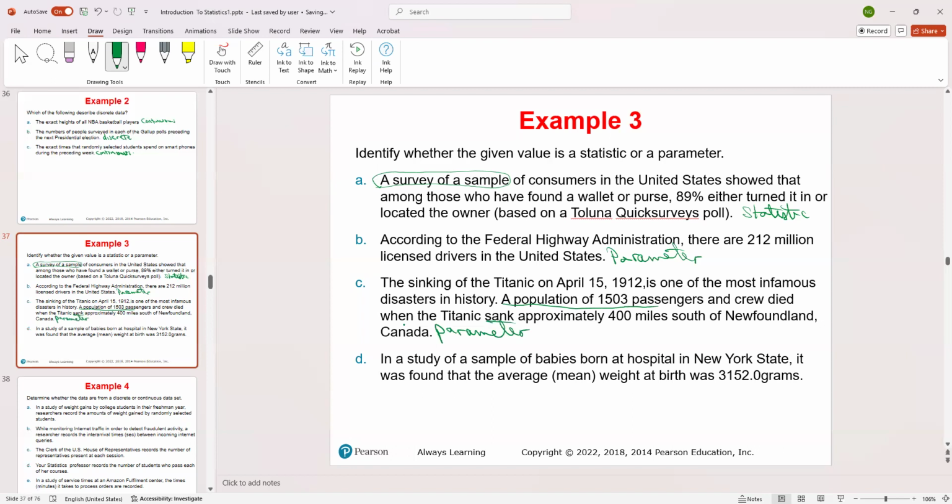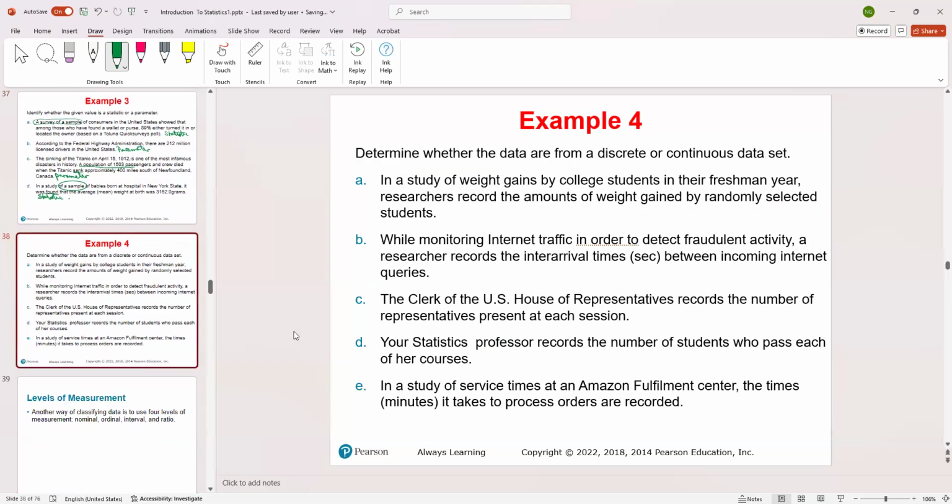In a study of a sample of babies born at a hospital in New York State, it was found that the average weight at birth was... Remember they said a sample of babies, then it would be statistics. Thank you. I'm glad you see this and we can enjoy it.